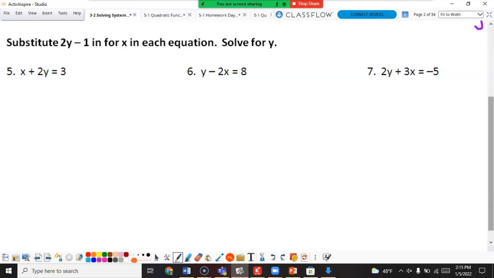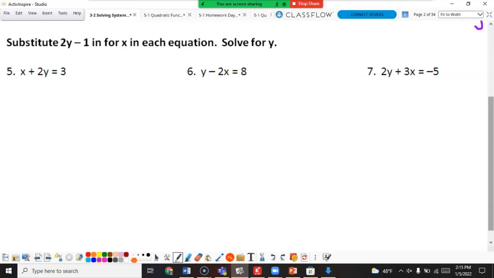So what we're going to do today is something called the substitution method. In order to get a grasp on the substitution method, we're going to take the ideas and concepts from the first page in our review, which was on substituting in. So we took a number and we replaced the variable to get a numerical solution.